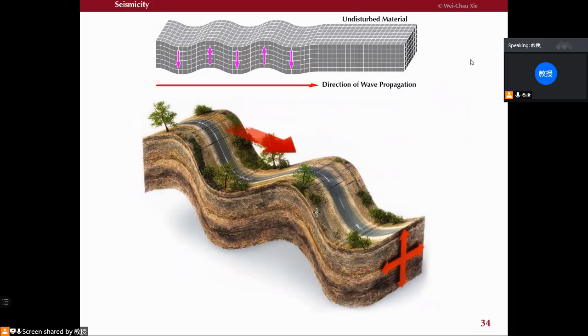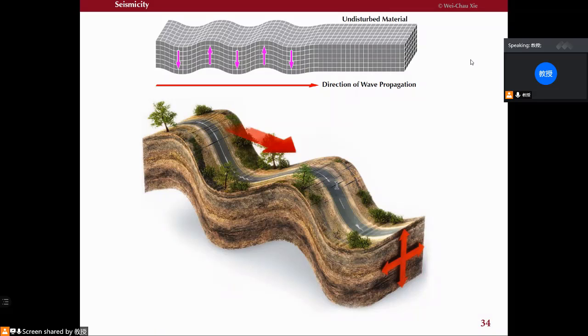Okay, so this direction, shear wave travels in this direction. If the particle moves up and down, it's shear vertical. If it moves in the horizontal direction, it's shear horizontal. Okay, so you can see the deformation of a piece of the crust.